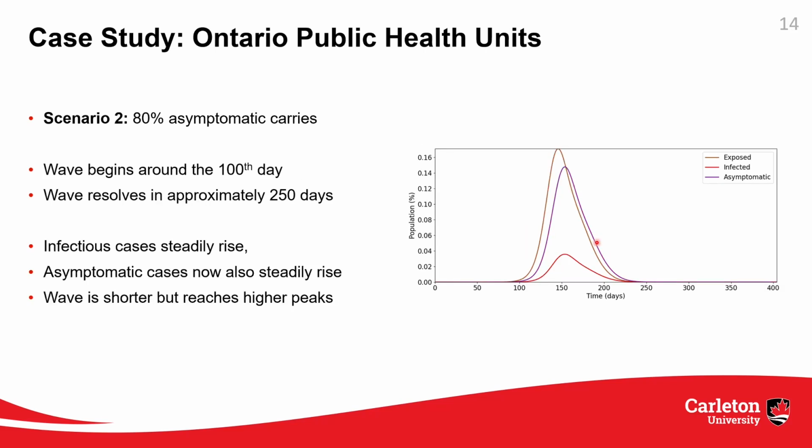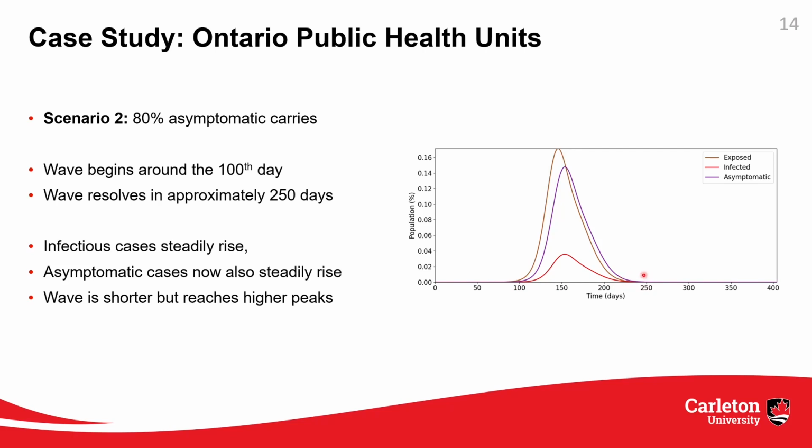Now, if we look at how this compares to a scenario where we have much more asymptomatic carriers, we can see here in scenario 2, with 80% asymptomatic carriers, we have quite different results. The wave still begins around the 100th day, and it continues to have an increase and then a decrease, but we can see here it increases much faster and decreases faster, now ending around the 250th day.